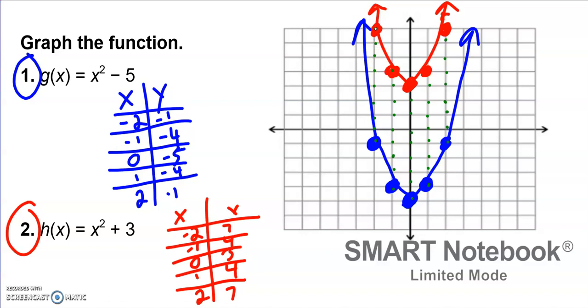Okay? So that's how we talk about that vertical shift. The red is 8 units up from the blue. The blue is 8 units down from the red, and that can be determined from our C value. I have -5 and I have 3. Well, that's a difference of 8, right? Or difference of -8 depending on how you're looking at it. And that's how we talk about the vertical shift.